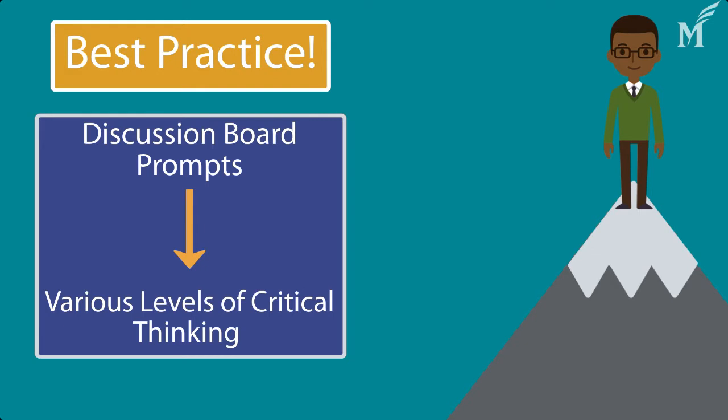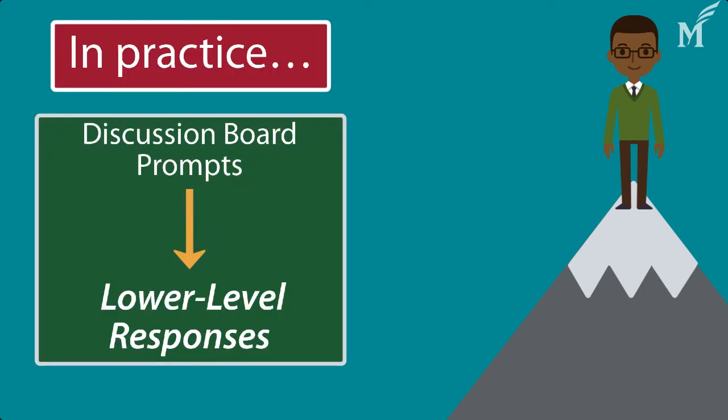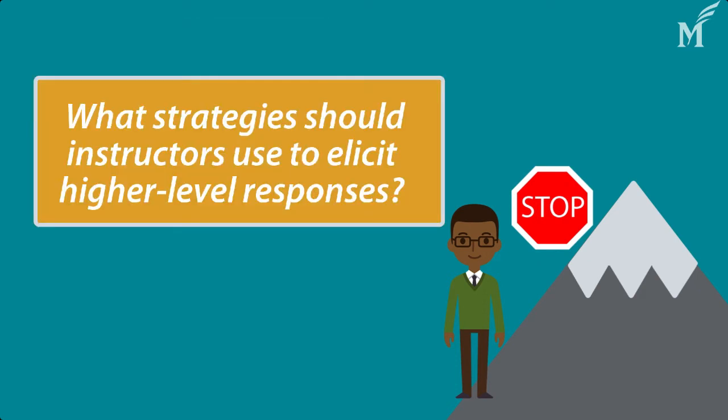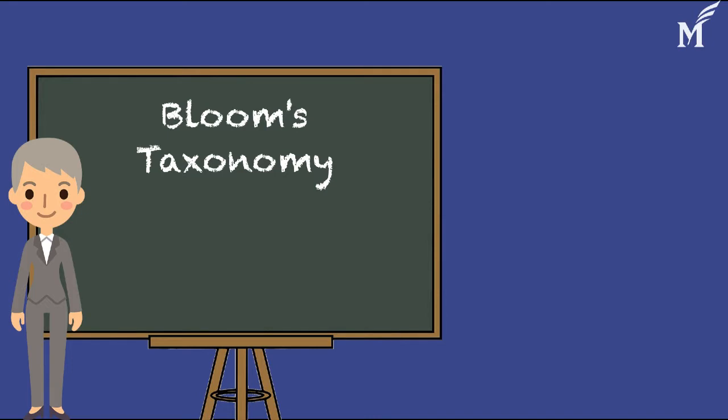However, numerous studies have shown that instructors tend to provide prompts that produce lower-level responses even when the instructors are aiming for higher-level responses. And this begs the question, what strategies should instructors use to elicit higher-level responses? Let's start by looking at Bloom's Taxonomy, which is one way to categorize different cognitive levels.